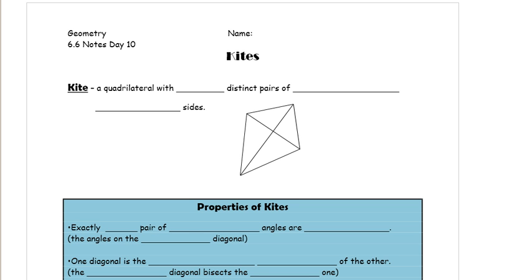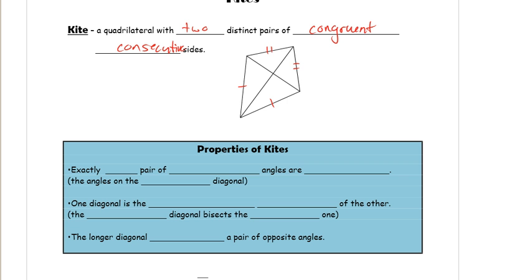It is a quadrilateral with two distinct pairs of congruent consecutive sides. In other words, these two sides are congruent, these two sides are congruent. If you're going around the kite, these two sides that are next to each other are going to be congruent. And again, it's pretty obvious that these two sides are not congruent. So the two shorter ones are congruent to each other, the two longer ones are congruent to each other. We also know that a couple other things are going to happen, and I'll mark them on here as we go.